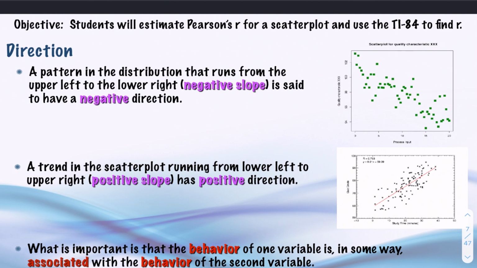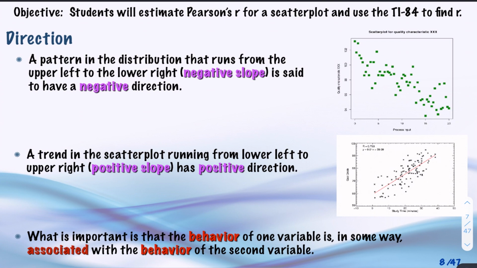Direction: a pattern in the distribution that runs from the upper left to the lower right, which would give us a negative slope, is said to have a negative direction. So left to right, if our scatter plot is going down, we say that it has a negative direction. Similarly, a trend running from the lower left to the upper right, think positive slope, is in a positive direction. What is important is that the behavior of one variable is in some way associated with the behavior of the second variable. So we're looking for this relationship, and we're seeing if one is associated with the other.